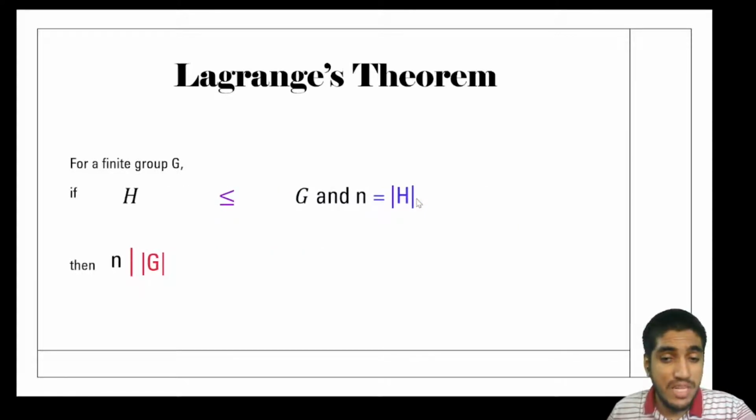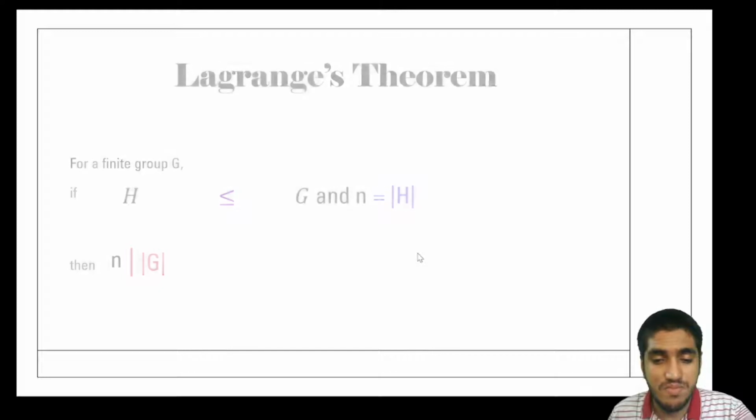Let's make it more mathematical with more precise notations. It reads the same. If H is a subgroup of G and n is equal to the order of H, then n divides order of G. This has been rigorously proven to be true. The question we are going to tackle is, is its converse true? Before we get to that, let's look at an illustration of Lagrange's theorem.